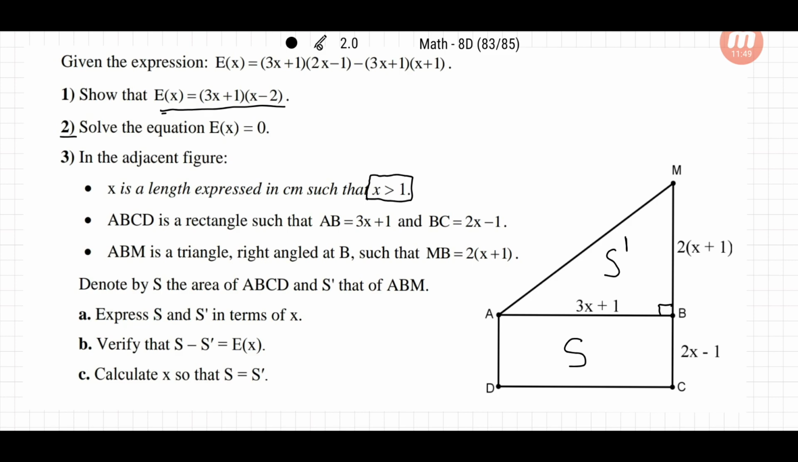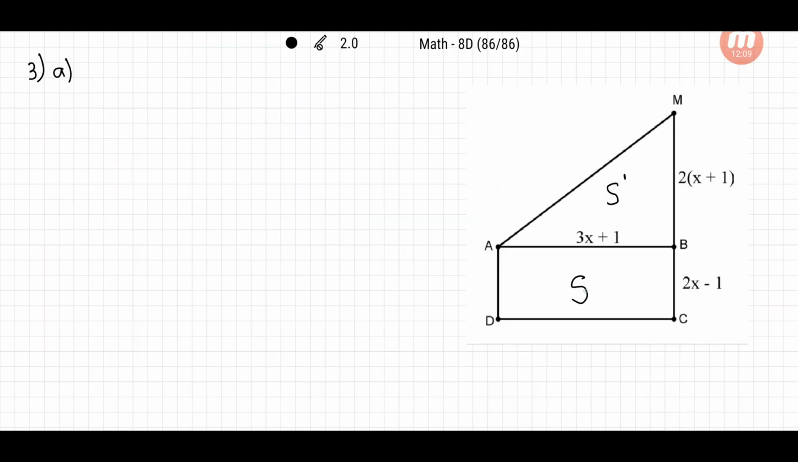Now verify, express S, part A, and S prime in terms of x. So I need to find S and S prime in terms of x. S is the area of a rectangle. So S is length times width, meaning it is AB times BC.